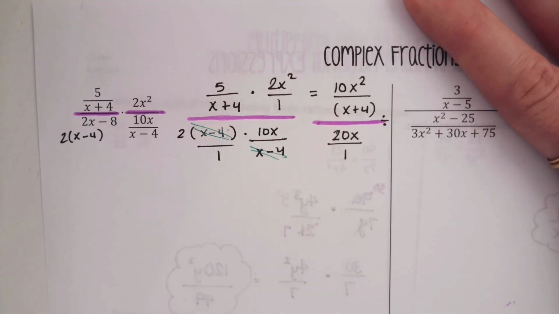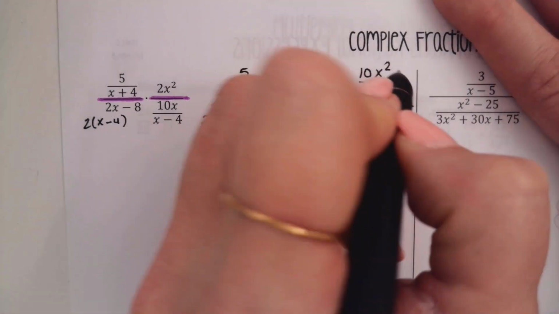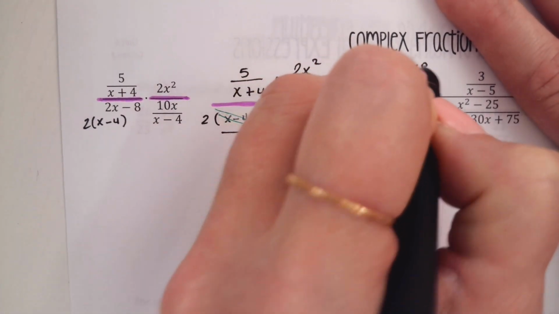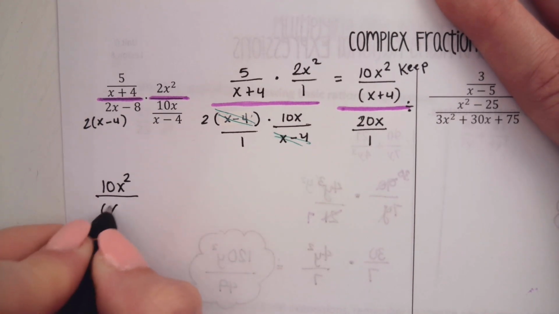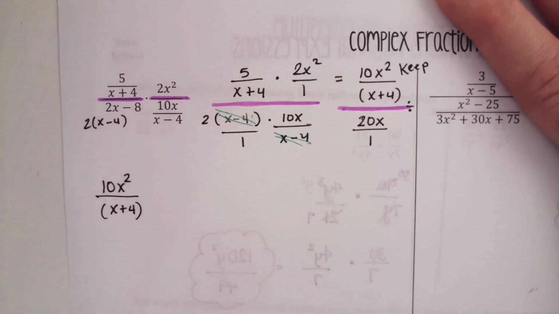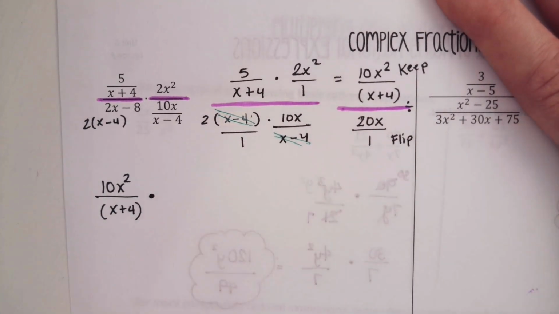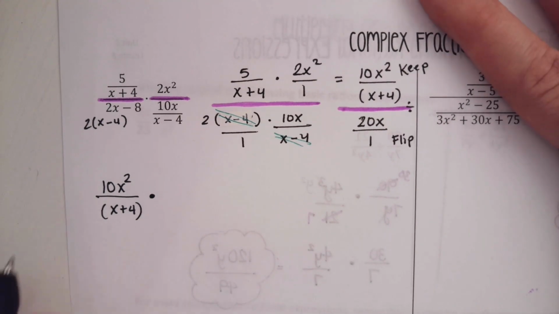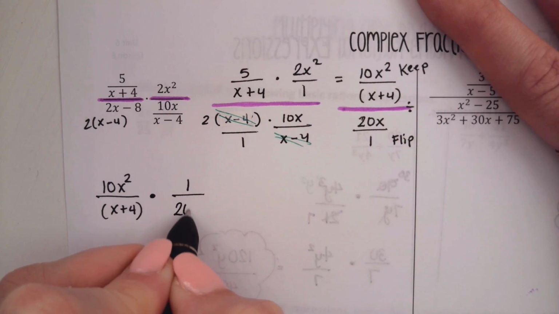Keep, change, flip. Which one are we going to keep? The top. So the top's going to stay the same, 10x squared over x plus 4. We're going to change the division to a multiplication, and we're going to flip this bottom one over. So the bottom one's going to flip to what? 1 over 20x.